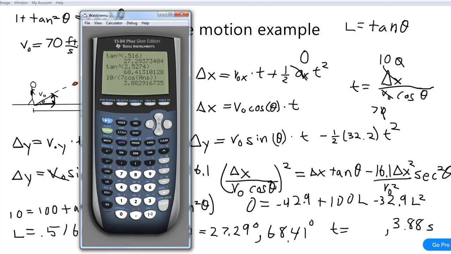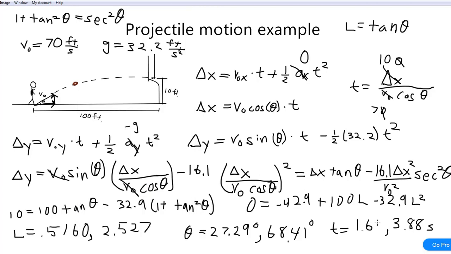And then second entry, and instead of answer, we're just going to plug in 27.29. So then we get 1.607. So like I said, with the smaller angle, you're going to get less hang time, and with the larger angle, you're going to get more hang time.